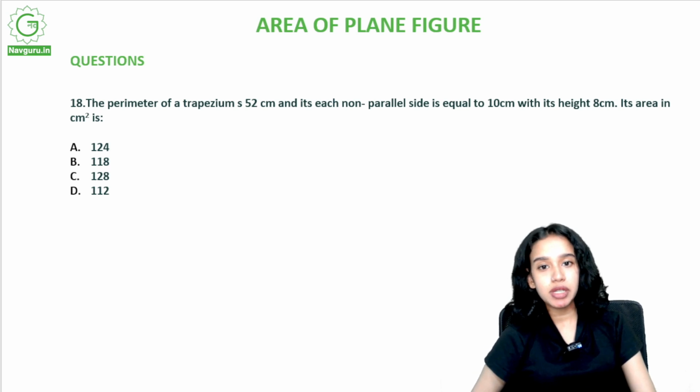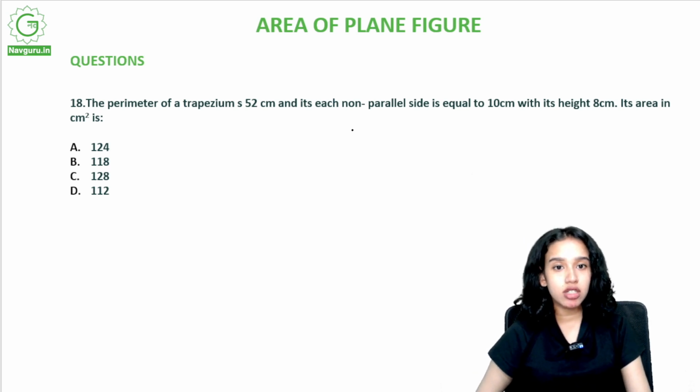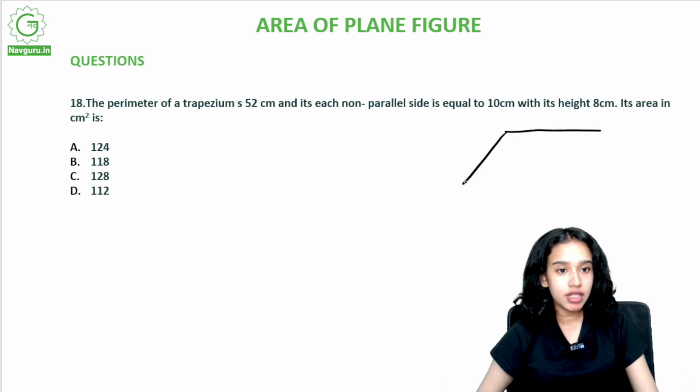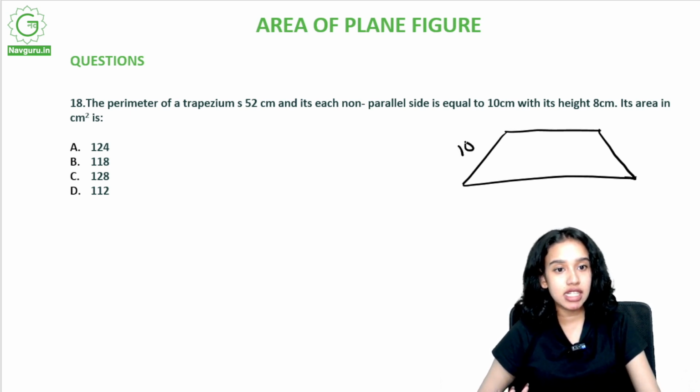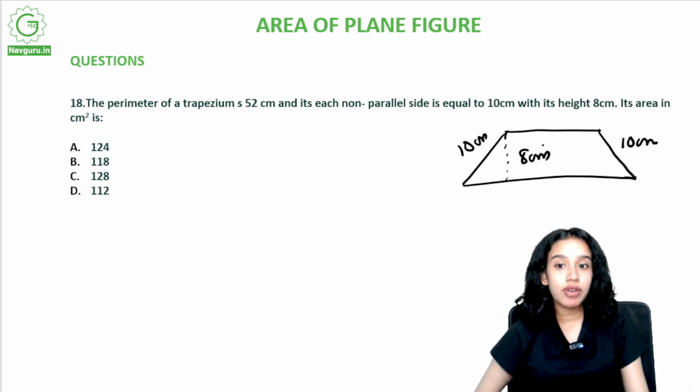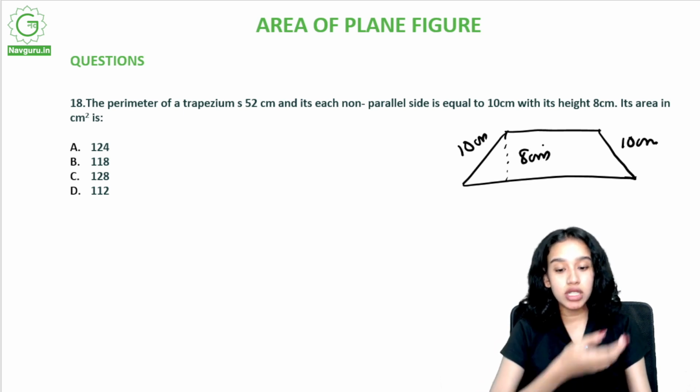The perimeter of a trapezium is 52 centimeters and its each non-parallel side is equal to 10 centimeter with its height 8 centimeter. Its area in centimeter square is. So we have a trapezium here, right? It is said that each non-parallel side, that is these two sides, are 10 centimeters each, right? And it's said that the height is equal to 8 centimeter. 8 centimeter is the height of the trapezium, right? Now we have to find the area of the trapezium. So what is the area of the trapezium?